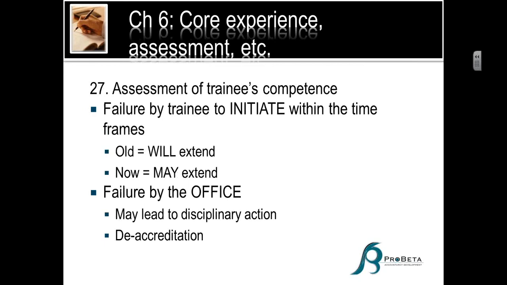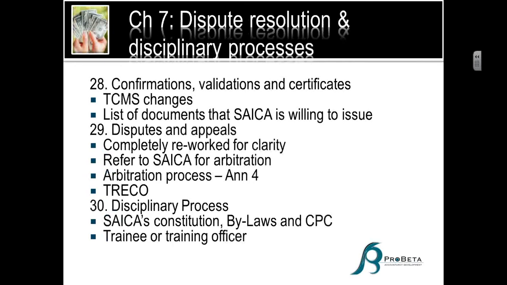Number 27, the assessment of trainees' competence. Mostly the same. Failure by the trainee to initiate the assessment form within the time frame. The old version said will be extended by 6 months. Now they're saying you may extend it. They're just giving you a bit of clout for the assessments. And they've brought in that if the trainee is doing what they need to do, but the officer gets stuck at partner or manager level, the office may be de-accredited and the officer may be put up for disciplinary action.